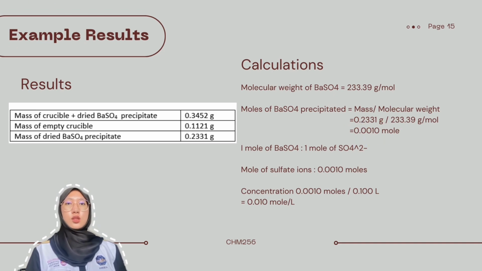We also know that 1 mole of barium sulfate is equal to 1 mole of sulfate ion. So, the mole of sulfate ions is also 0.001 mole. We can calculate the concentration by dividing 0.001 by 0.1 liter. It is equal to 0.01 mole per liter.